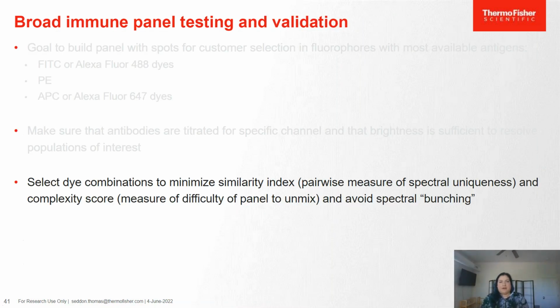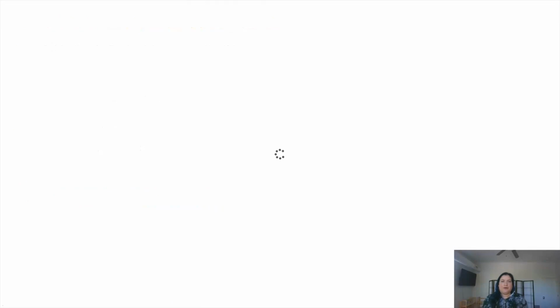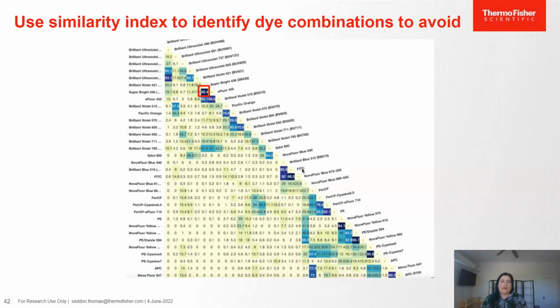So, now that I've talked about designing this on paper and titrating your antibodies, we also need to think about selecting dye combinations to minimize the similarity index. That's the pairwise measure of spectral uniqueness, and the complexity score, which is a measure of the difficulty of the panel to unmix and really avoid spectral bunching. So what do I mean by this? This is showing you the Thermo Fisher panel builder. In this case, it's taking a previously used Aurora panel.